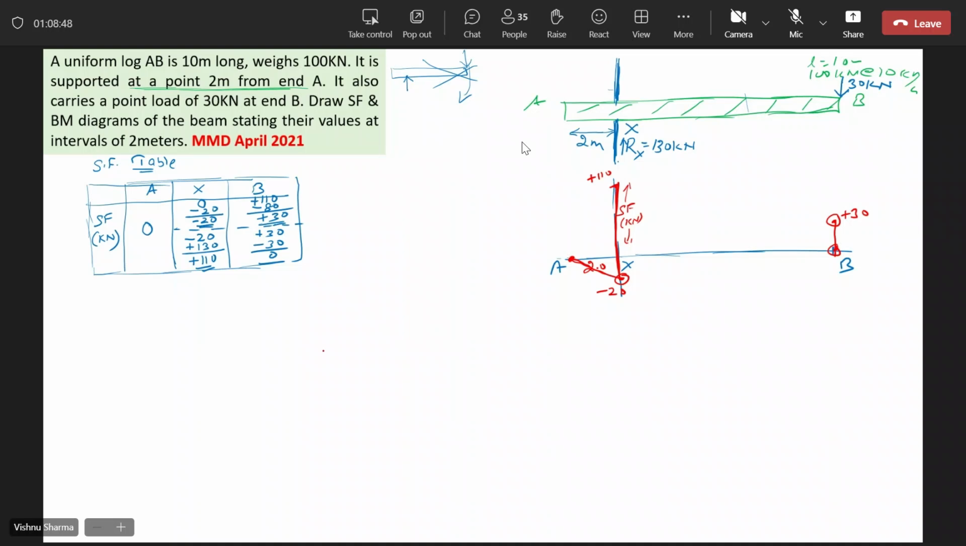Likewise, from right of X, 110 to plus 30, is it changing at a uniform rate? Yes. Why? Because of the weight of the beam. So we join them with a straight line. Does this become the SF diagram of this question? Yes or no, beta? Tell me. Does this become the SF diagram? Yes, sir.